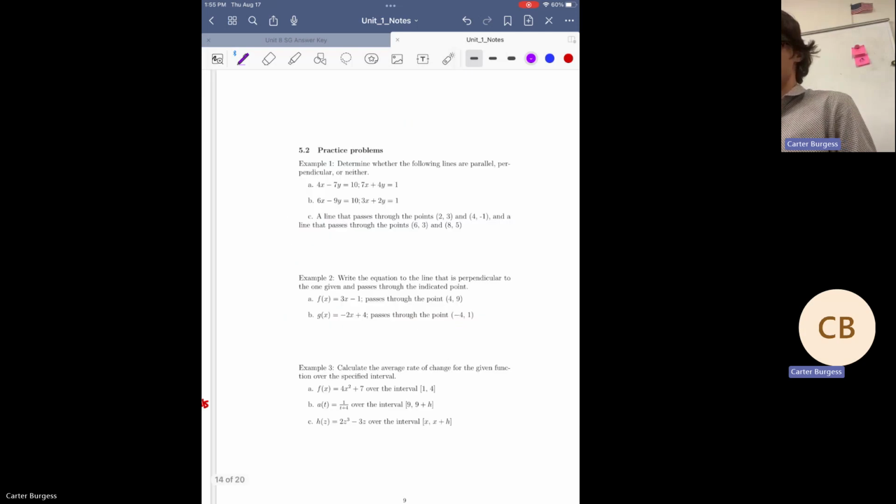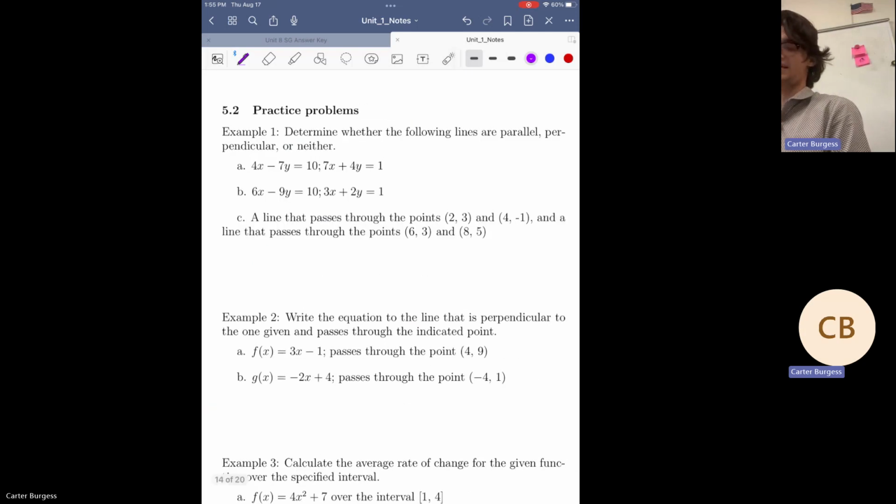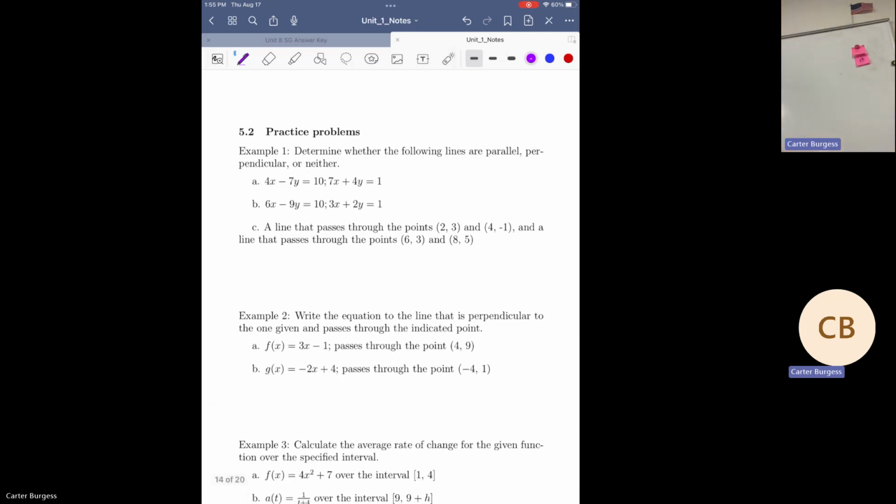All right. So let's take a look here at example 1 from the long problem set. In this case, we are trying to compare two sets of lines, figure out if what we are looking at are a pair of parallel lines, perpendicular lines, or neither. All right. So looking at A, we are given the set of lines here.